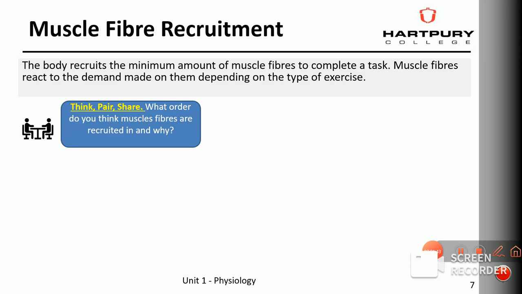So the body recruits a minimum amount of muscle fibres to complete a task. Muscle fibres react to the demand made on them depending on the type of exercise. So what order do we think? What did we write down?